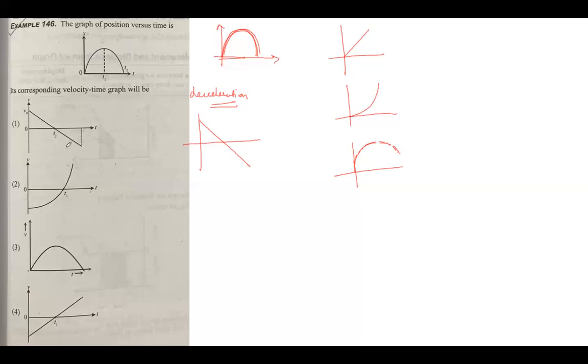So which is the graph which is like that? This is the first option. So this is the velocity time graph.